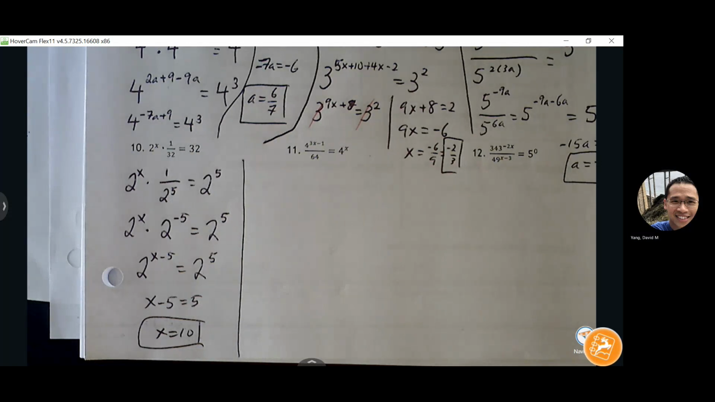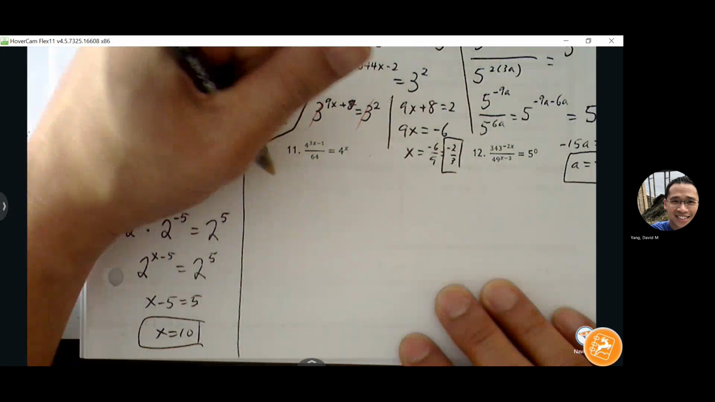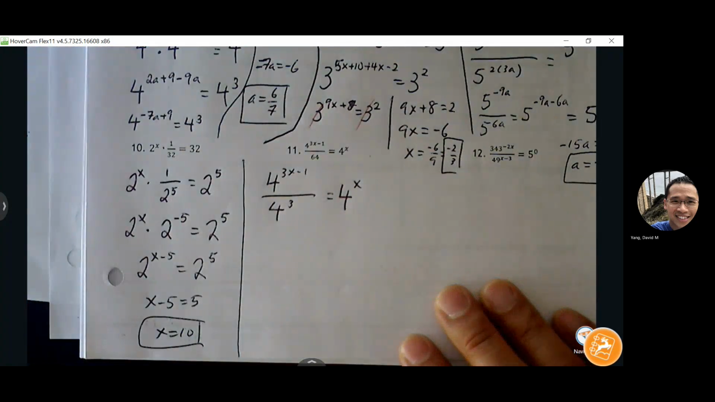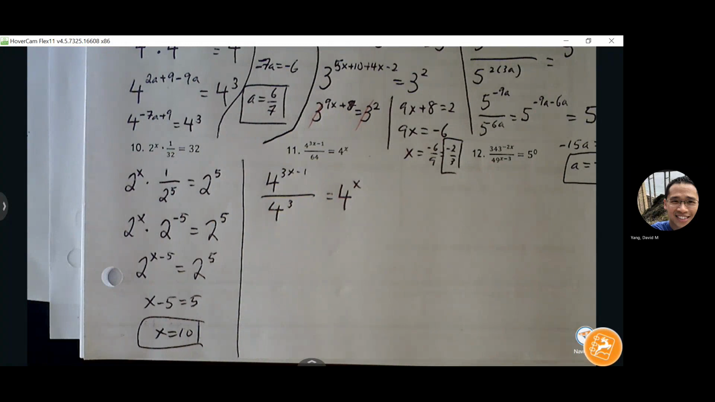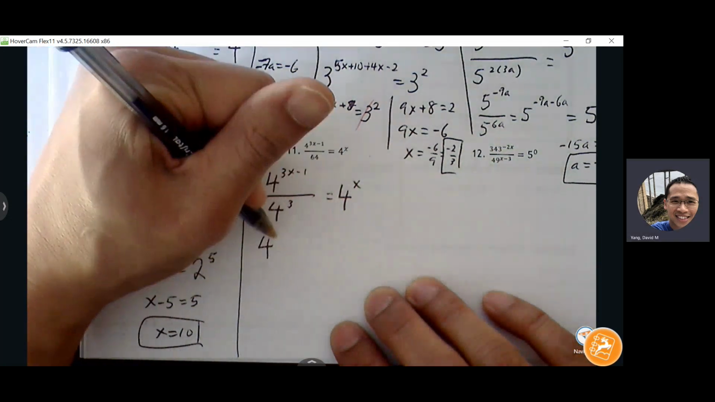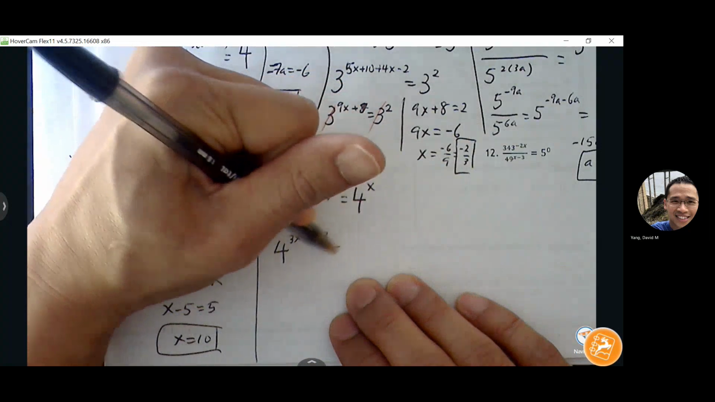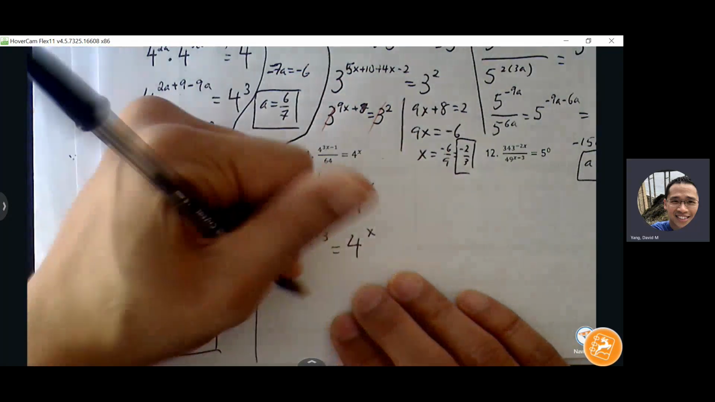Okay, number 11, base 4. Subtract the numerator and denominator, because they're above each other, they have the same base. Bases can go away.